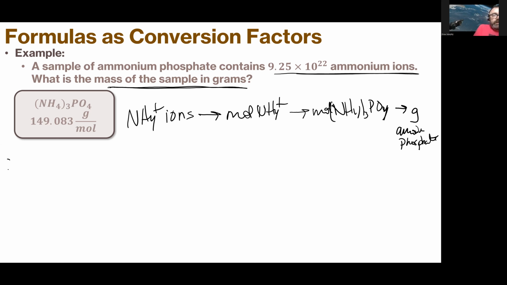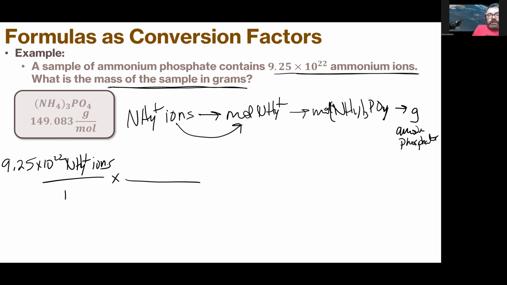This is what we're starting with. 9.25 times 10 to the 22 NH4 plus ions. Okay. To get from ions to moles, we need Avogadro's number. So we have ions on the bottom. So we need Avogadro on the bottom, 6.022 times 10 to the 23rd NH4 plus ions. This is for 1 mole of NH4. Yes, I'm putting formulas again because we're not having the same formula throughout the whole problem. So we need to keep that in there.